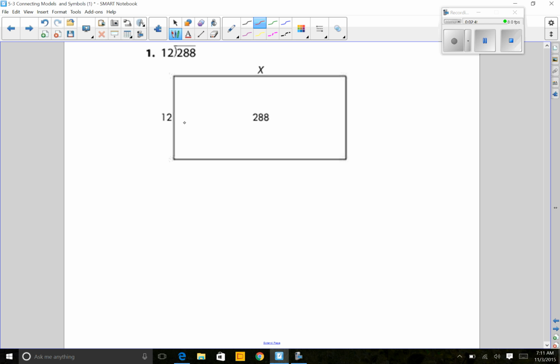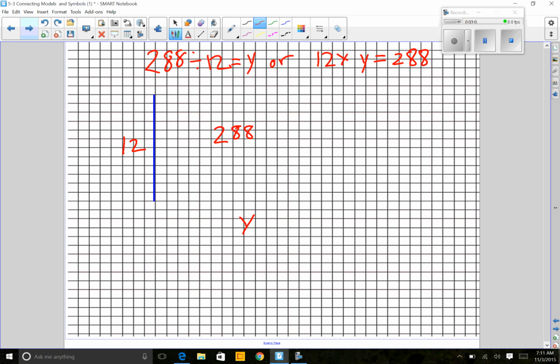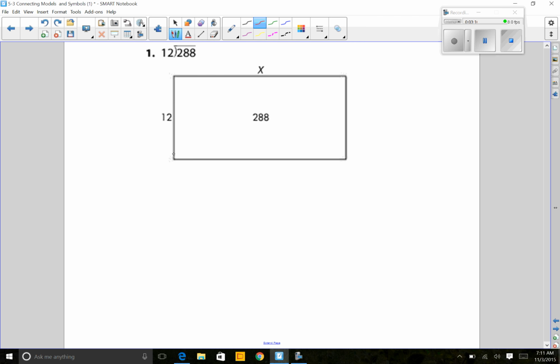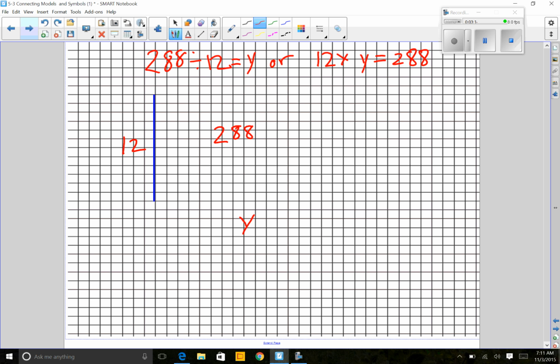But we do know that we're going to have 12 squares going in one direction, and the total number of squares in the box that we create is going to be 288. So the question is, how can we use this to find that out? I've written this out a little bit here. We have 12 here, right? But the length of this side we don't know, so I've left that blank. But I know I'm going to have 288 of these squares in the center.